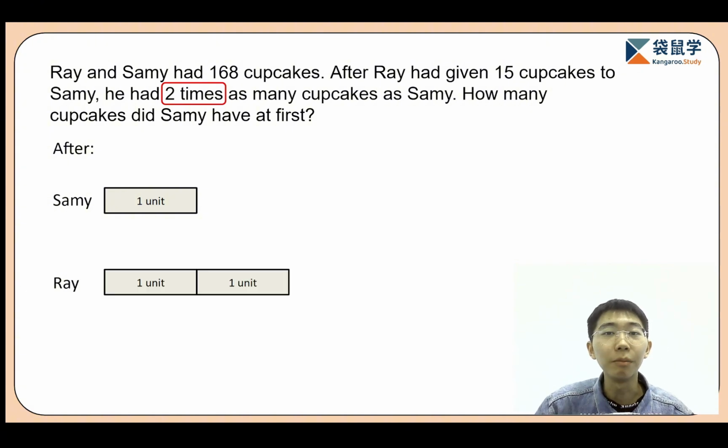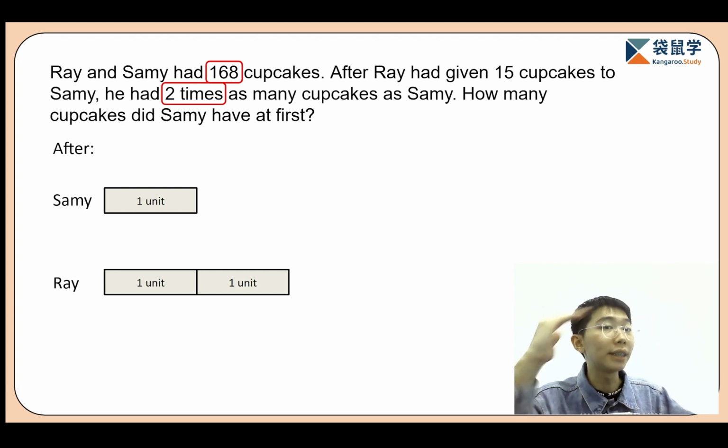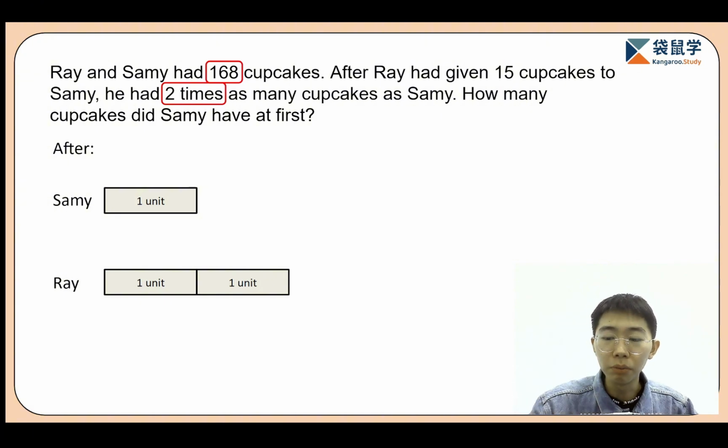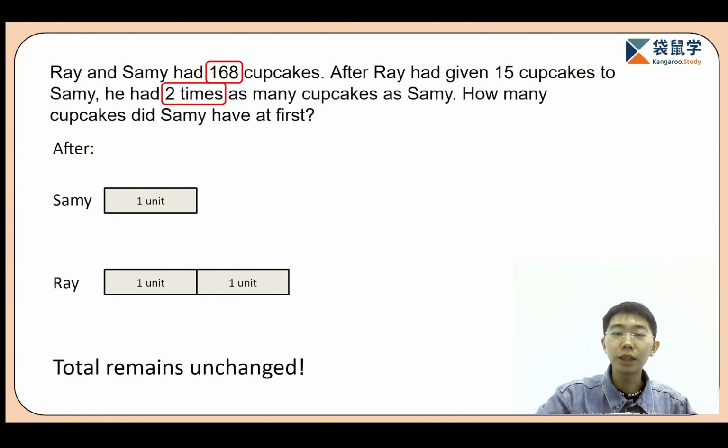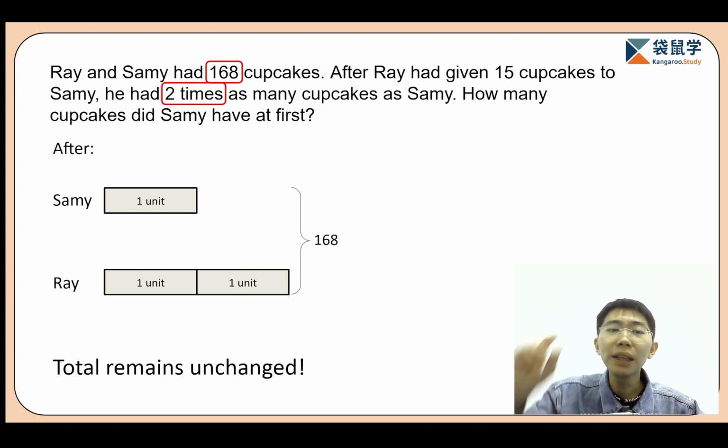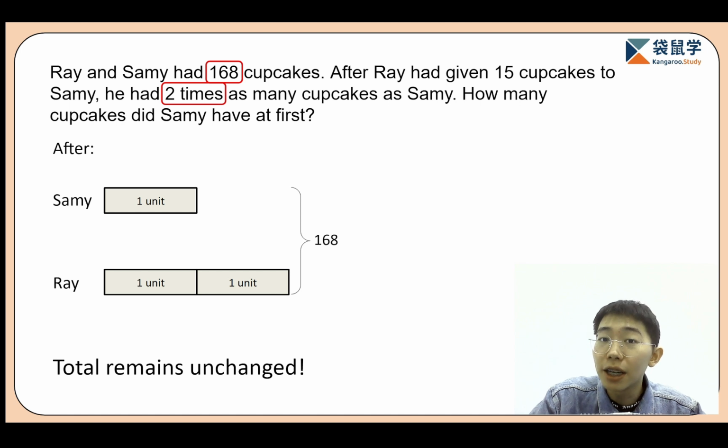And what other information is there? Ray and Sammy had 168 cupcakes together. So does giving 15 cupcakes affect this total number of cupcakes? No! Because the cupcakes are only shared within Sammy and Ray, the total amount remains unchanged, which is 168. The question now is asking, how many cupcakes did Sammy have at first?